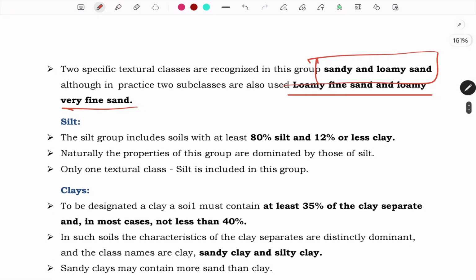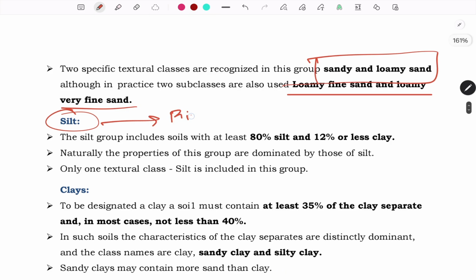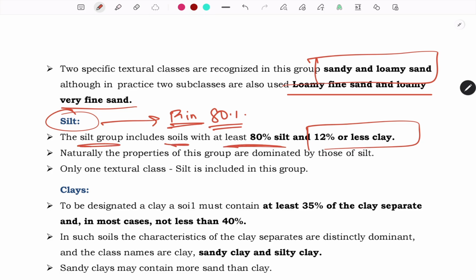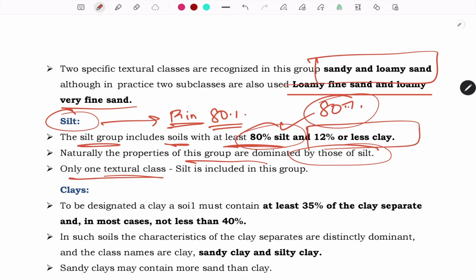Next, we'll see which soil is called silt. The silt group includes soil with at least 80% silt and 12% or less clay. Naturally, the properties of this group are dominated by those of silt, because 80% is silt. Only one textural class, silt, is included in this group.